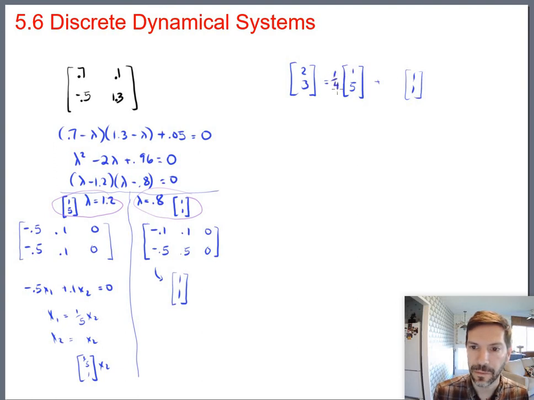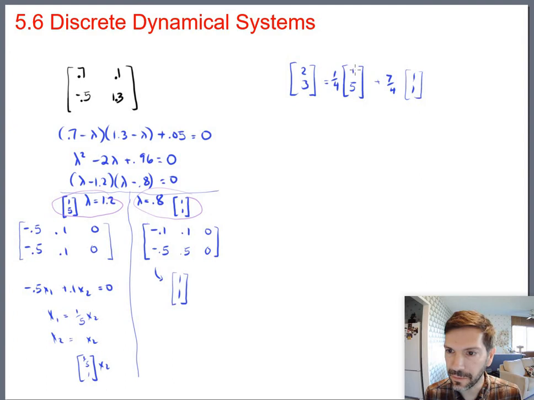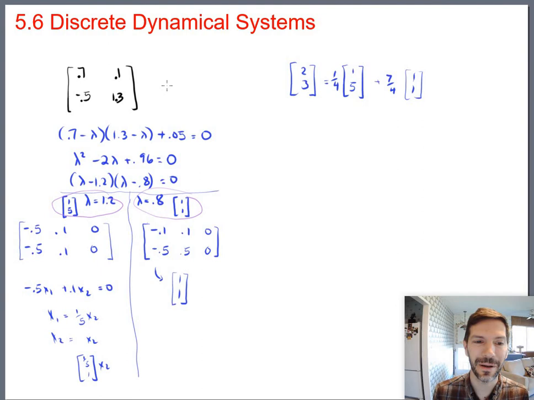So 1/4 of that and 7/4 of that. Just a quick check. On the top, 1/4 plus 7/4 is 8/4, that's 2. And on the bottom, 5/4 and 7/4 is 12/4, which is 3. Okay. That is a correct rewriting of our original x in terms of the eigenvectors of our matrix A.